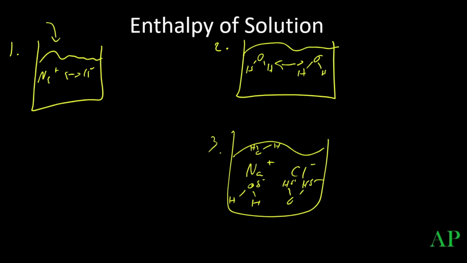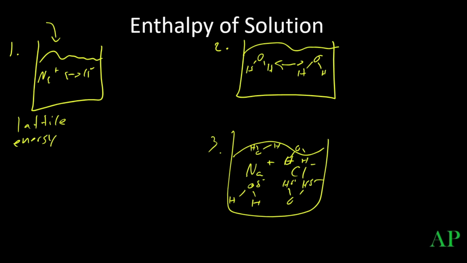So positive attached to chlorine, and then we need to put another water right here. 3 steps in this process. So again, sodium chloride splits up, water splits up to make space for sodium chloride, and then the water surrounds the sodium chloride ions. Step 1 is the lattice energy.